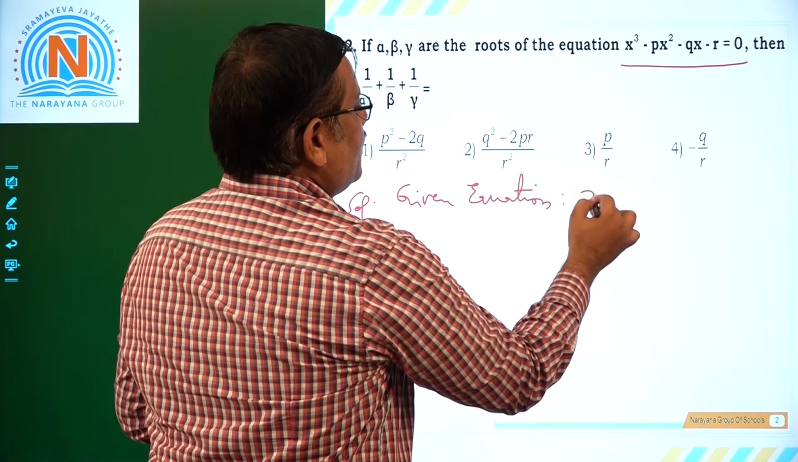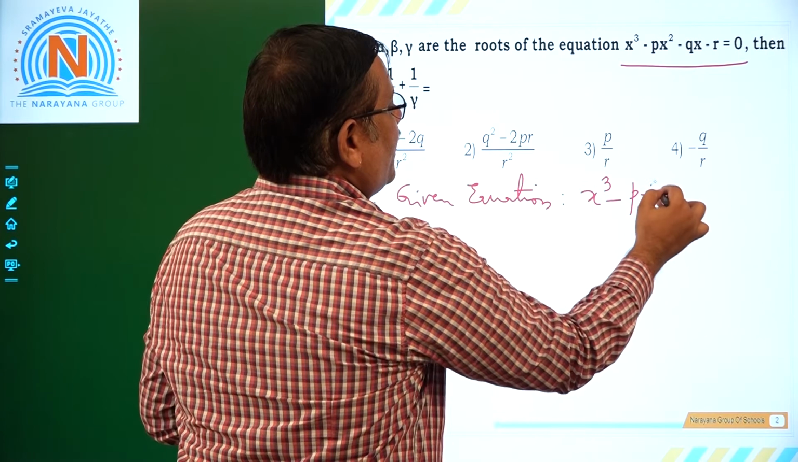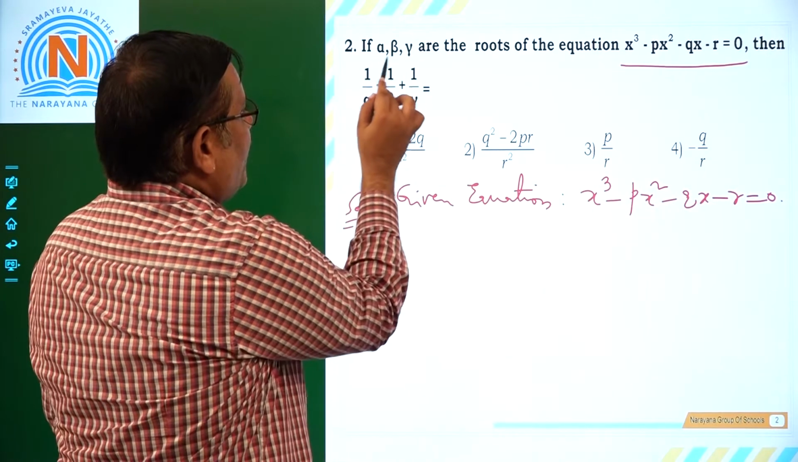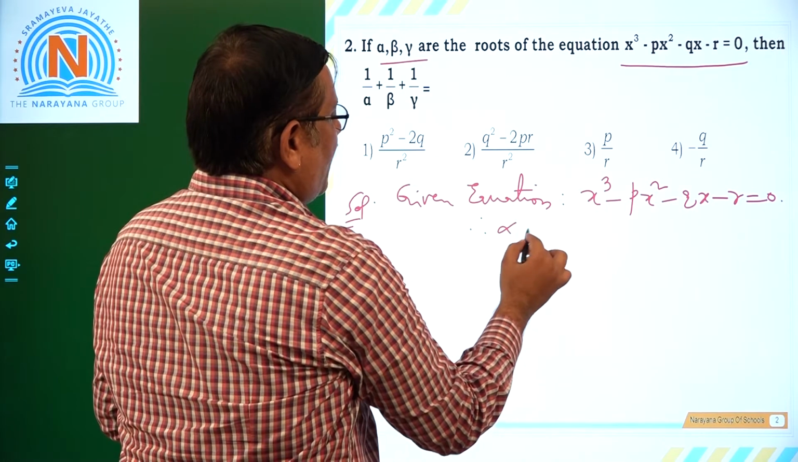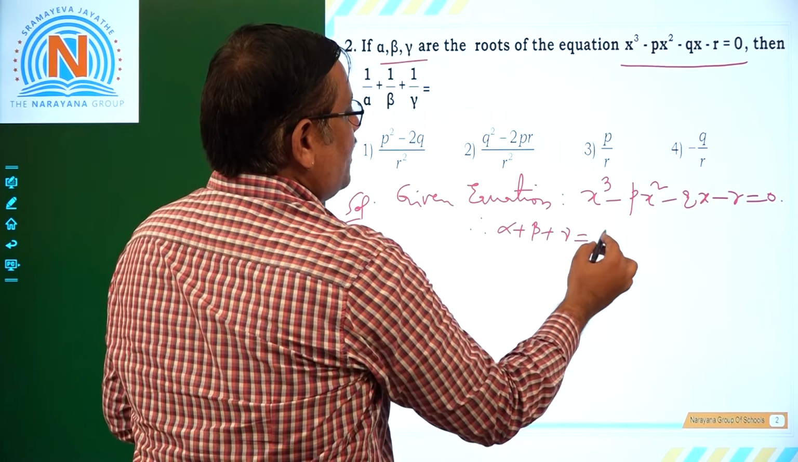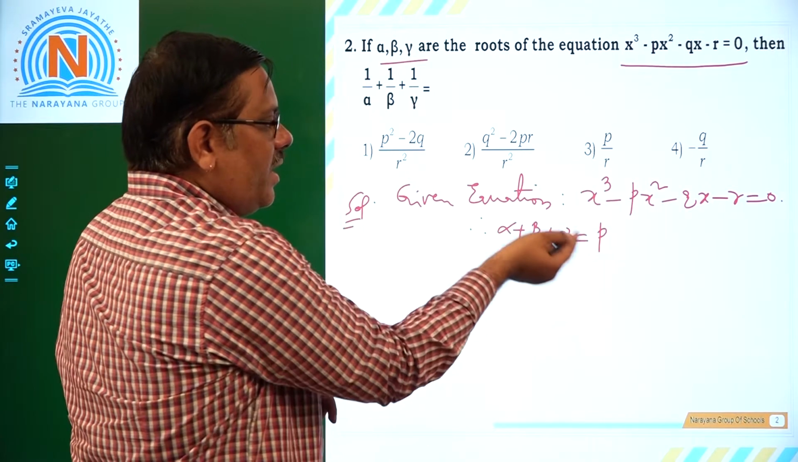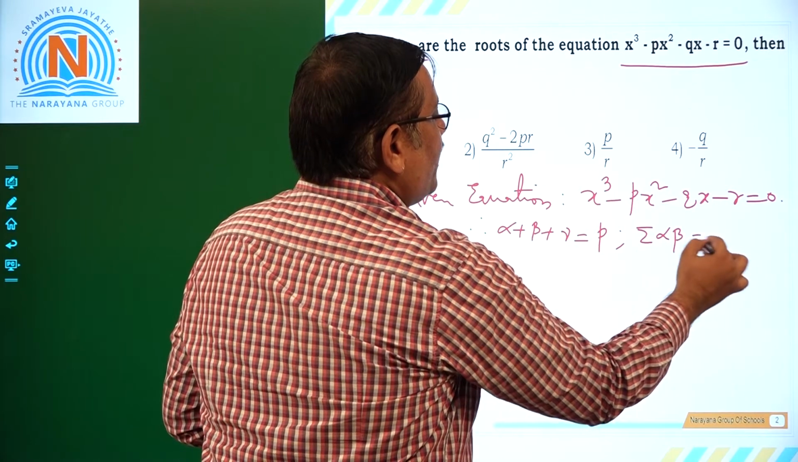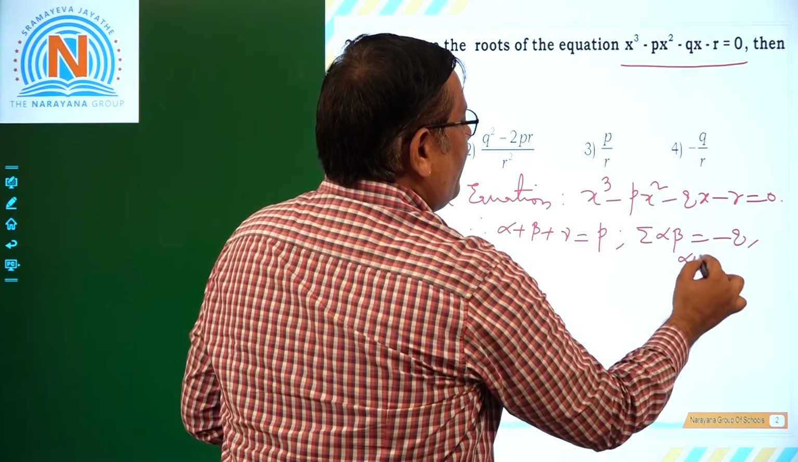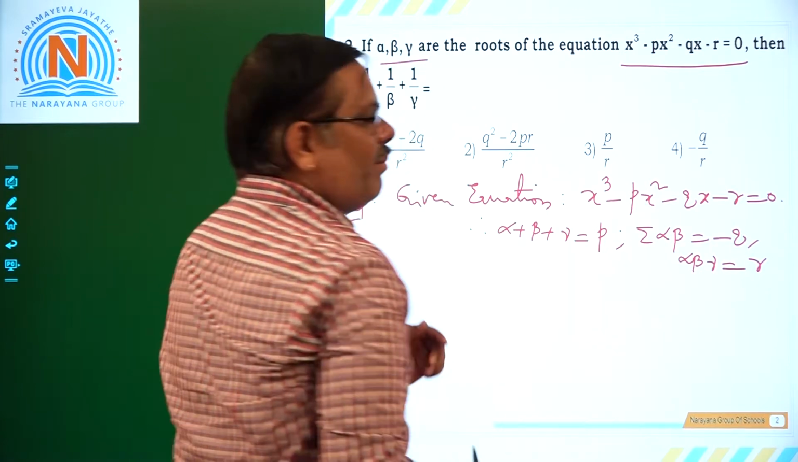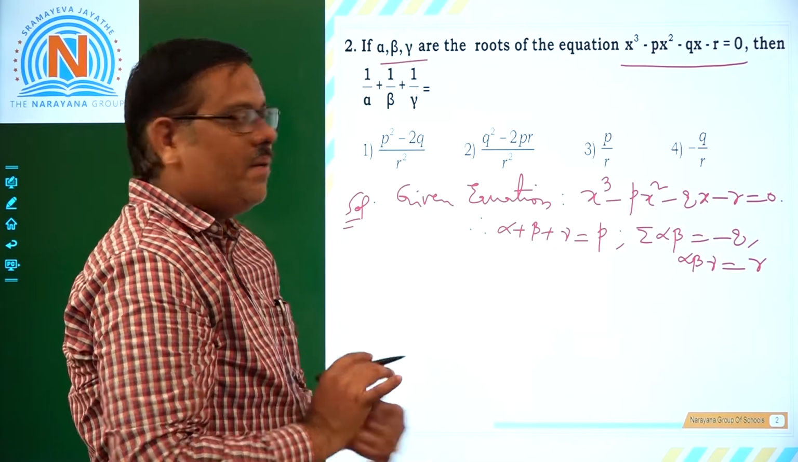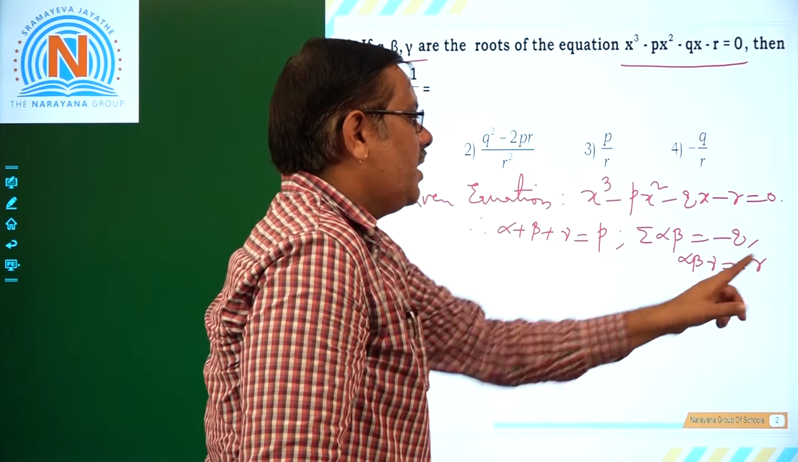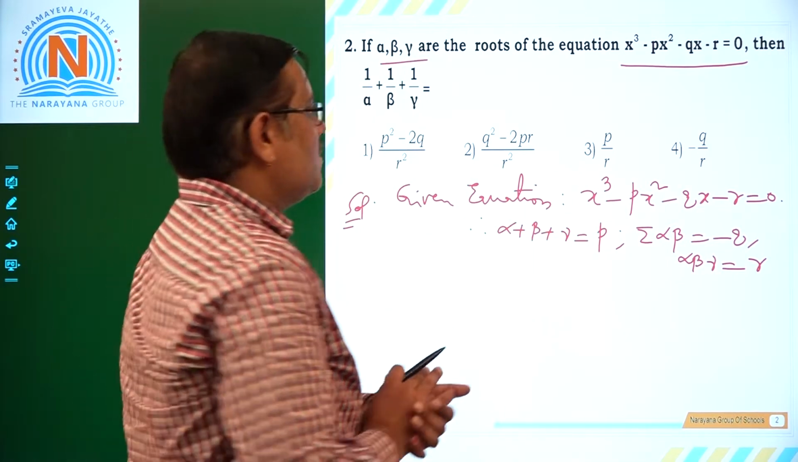The given equation is x cubed minus px squared minus qx minus r equals 0. Alpha, beta, gamma are its roots. Therefore, alpha plus beta plus gamma is minus of (minus p) by 1, so that is p. Similarly, sigma alpha beta is minus q. Next, alpha beta gamma is minus of (minus r), that is plus r. Now we have sigma alpha as p, sigma alpha beta as minus q, alpha beta gamma as r. These are the values we have.